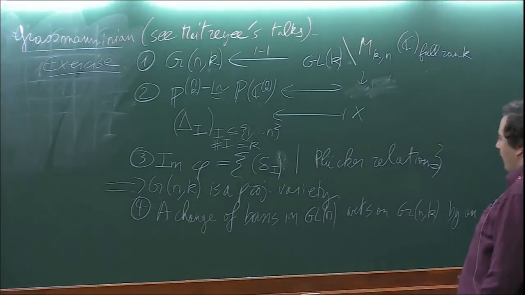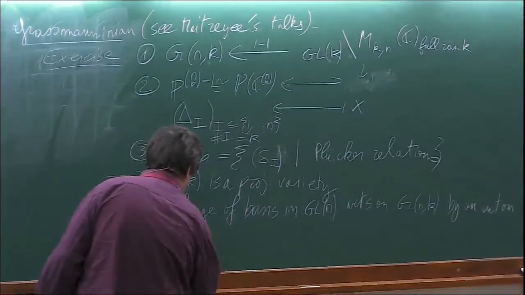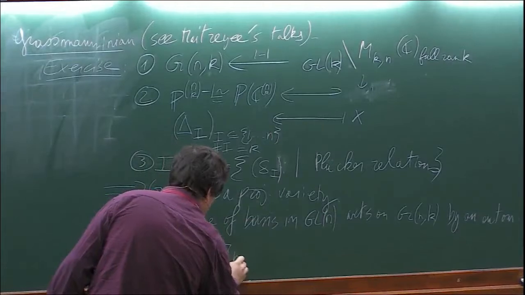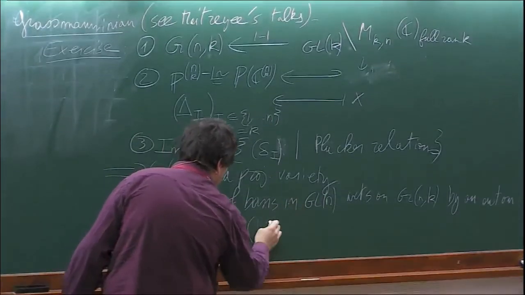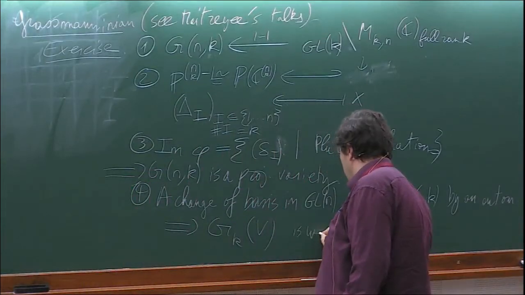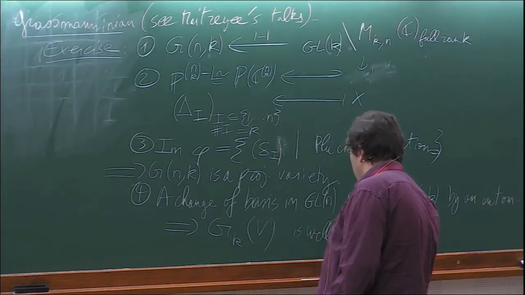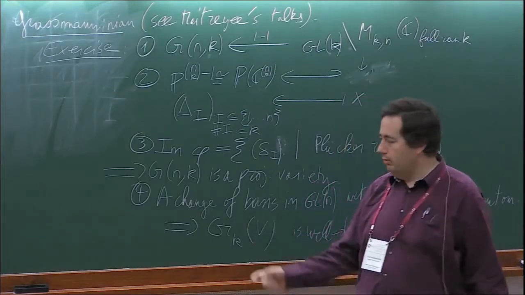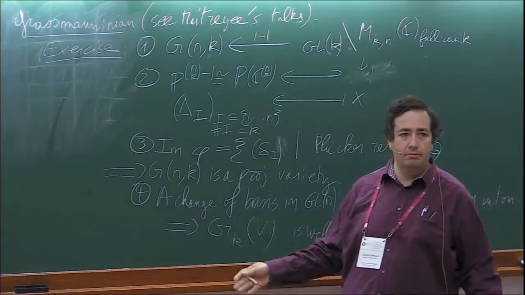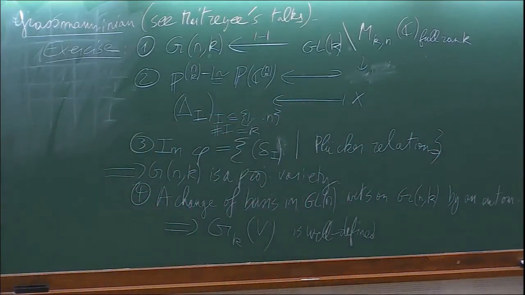So why do I add that? Because now I have an abstract version of Grassmannian, and Gr_k(V), if V is a vector space, is well defined. So what does Gr_k(V) mean? It means the k-subspaces of V, but now I didn't fix a basis. That's the only difference. I want to have an abstract version where I don't need to fix a basis.